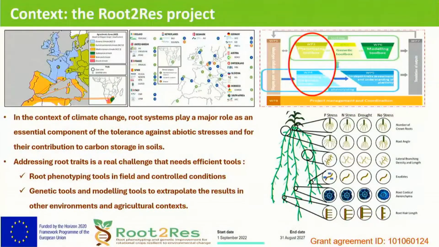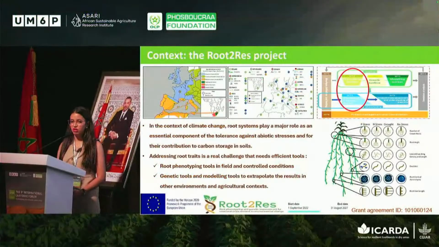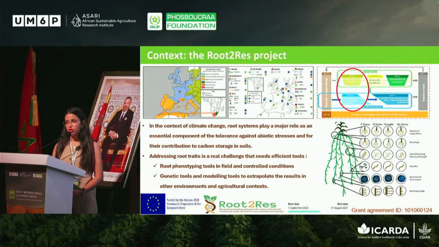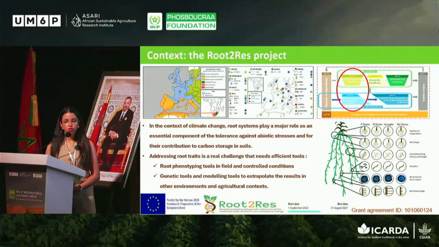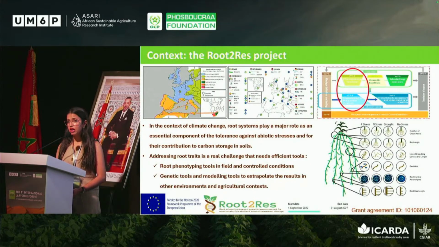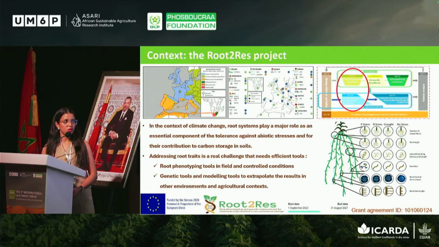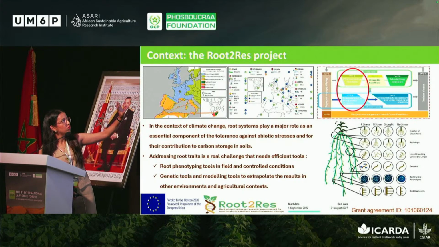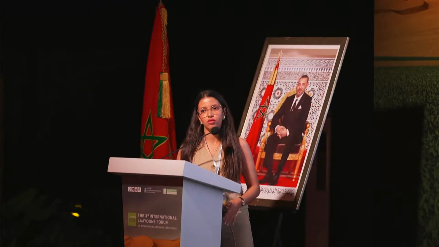As we know, agricultural systems are facing more and more constraints due to climate change. So addressing root traits is a real challenge for breeders, who need efficient tools. In ROOTURES, we are developing a root phenotyping toolbox for field and controlled conditions to define some ideotypes for a changing environment and also to test innovative genotypes able to enhance tolerance to abiotic stresses. To achieve those objectives, ROOTURES has an interdisciplinary team across Europe and Africa. In Africa, we have Morocco and South Africa. This distribution allows ROOTURES to study a large diversity of agroclimatic zones.